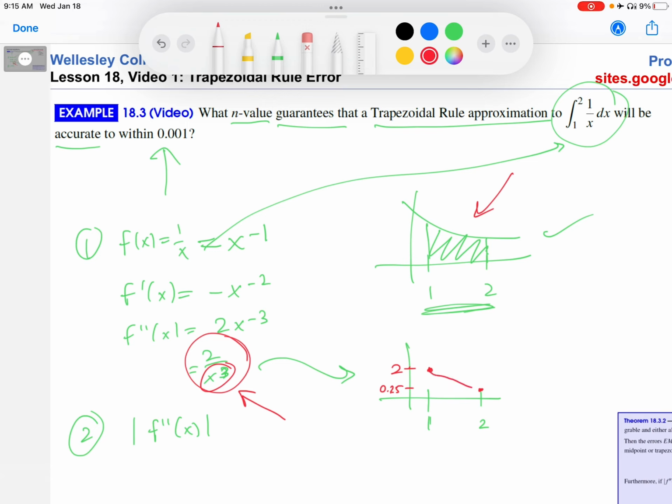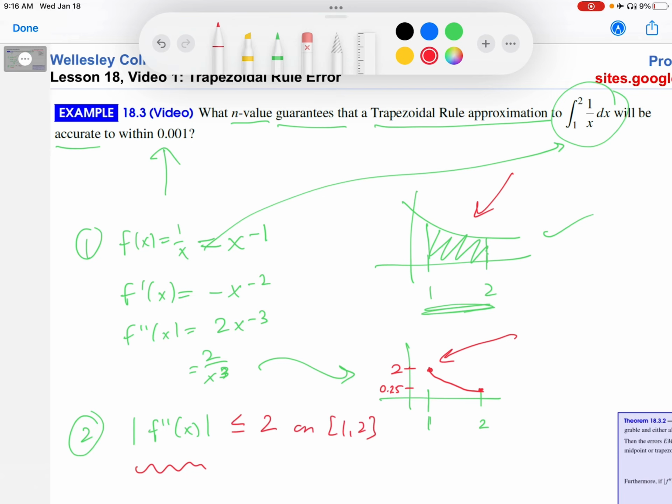So you can reason this out, that the graph is going to look like this, or you can actually just graph it. Long story short, this tells us that the second derivative on this interval, which is all we need, is decreasing. So its largest y value is here. The largest y value is 2. So back to the absolute value of f double prime, it's less than or equal to 2 on the interval 1, 2.